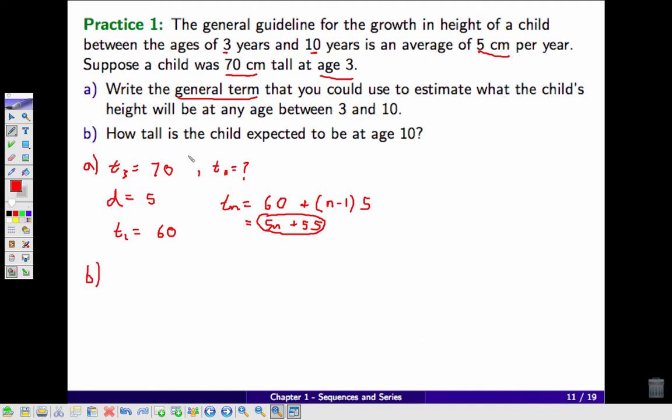So, for part B, how tall is the child expected to be at age 10? Well, we already know what the general term is. So we're looking for the 10th term. So I'm going to substitute 10 in for n. So it's going to be 60 plus 10 minus 1 times 5. That's going to come out to be 9 times 5 plus 60, which will come out to be 105 centimeters.